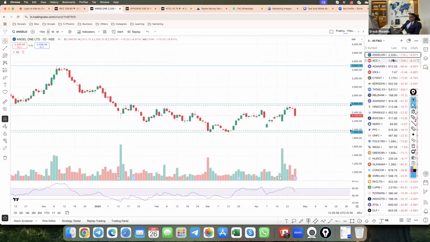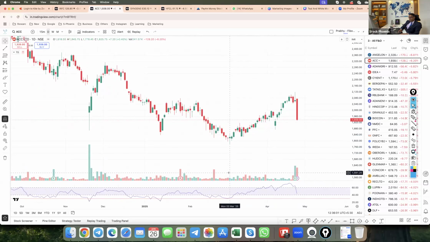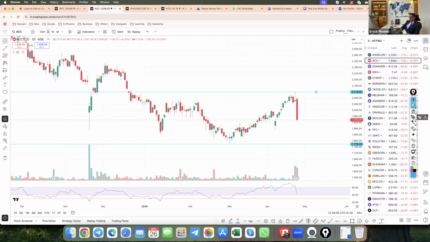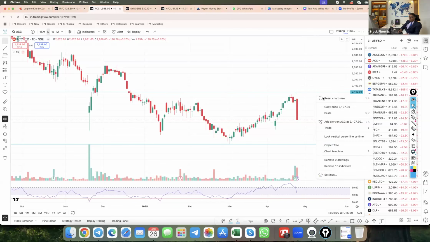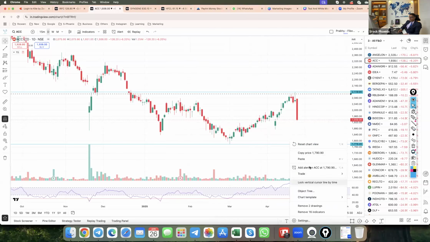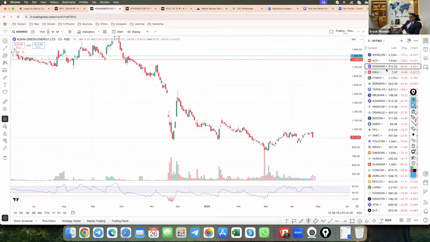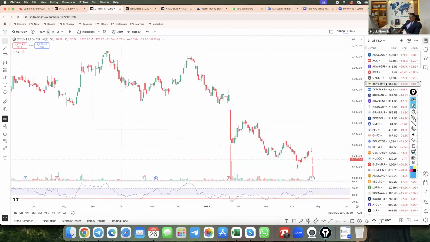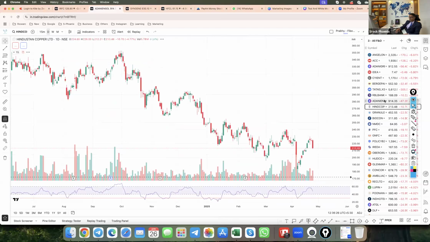Simple. Next, ACC. Now this is the channel which comes here and which comes here. Now if this breaks once again, we'll have a long entry. If it comes here, we'll have a reversal entry. One stock is done. Next, no entry, no entry, nothing, nothing.